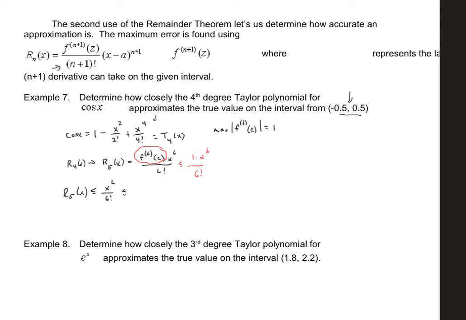Now we know that on this interval, the largest that x to the 6th can be is when it's the furthest away from 0. So that's going to be at 0.5 rather. So we can call that then 0.5 to the 6th over our 6 factorial, and we're going to put this on our calculator anyway. So we can now go to our calculator and take 0.5 to the 6th over 6 factorial.